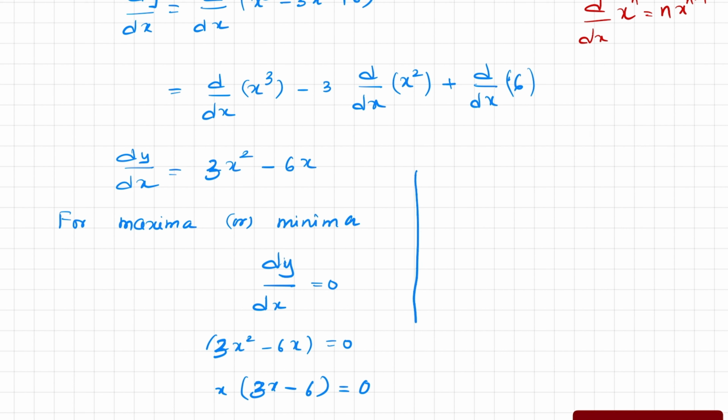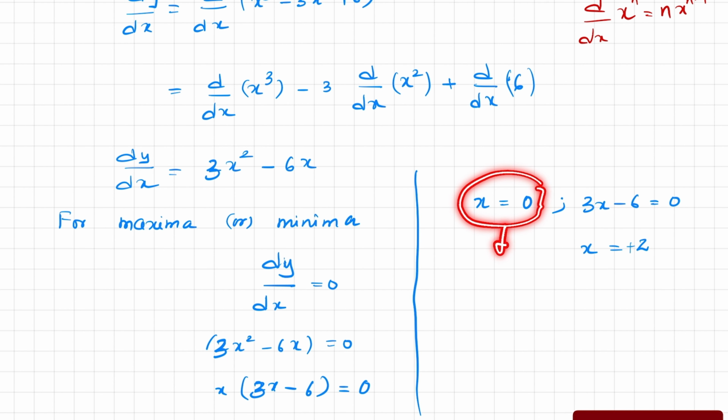So for which the values of x will be: x is equal to 0 is one, and 3x minus 6 is equal to 0 gives me x is equal to plus 2. So these are the 2 points, at x is equal to 0 and x is equal to 2. We'll either have minima or maxima, but we don't know. By just seeing 0 and plus 2, we cannot say that x is equal to 0 is the point where it is minima and at x is equal to 2 is the point where it is maxima. We cannot say that.